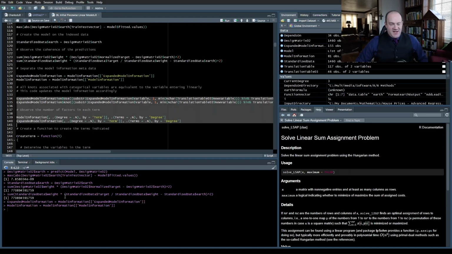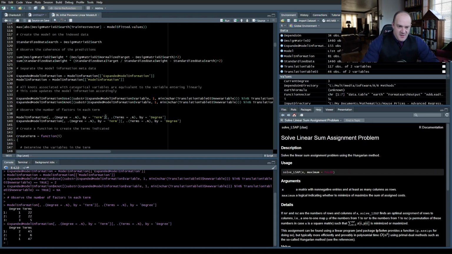Now, just for our own edification, what we're going to do is just get a sense of what was going on. So, model information, that's what came out of the Earth routine. Just the raw stuff untransformed. And what this is telling us is that there were 49 terms in that model. 22 of them were just straight one-factor terms. 22 of them were terms that had 2 factors in them, and we actually had 5 terms which had 3 factors in them.